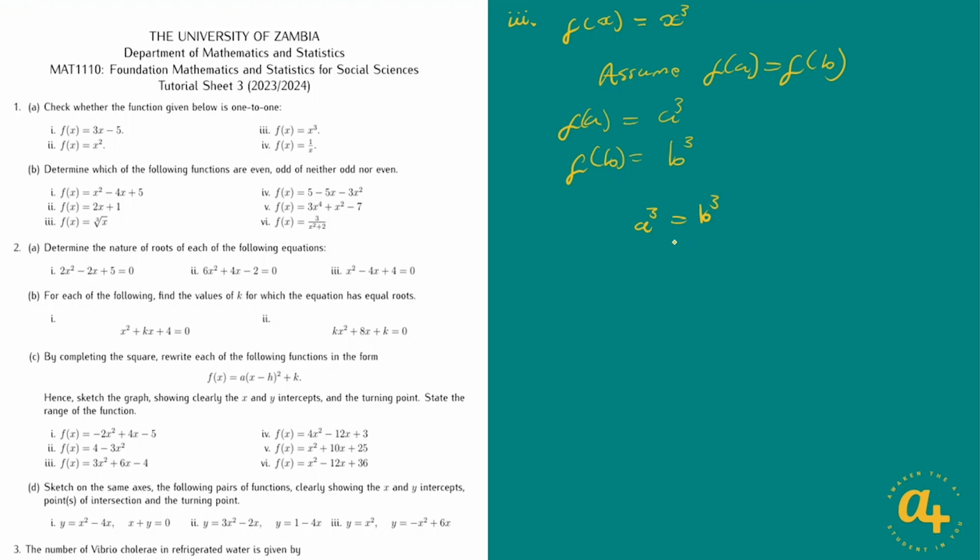Let's simplify this equation by solving for a. To do this, we are going to take the cube root of a cubed and the cube root of b cubed. So we're going to have the cube root of a cubed equals the cube root of b cubed. Let's simplify this further. The cube root of a cubed is simply a, and the cube root of b cubed is b. We can see that our simplified equation is a is equal to b, and because a is equal to b, we know that this function f of x equals x cubed is one-to-one. So we're going to conclude by saying, therefore, f of x equals x cubed is one-to-one.